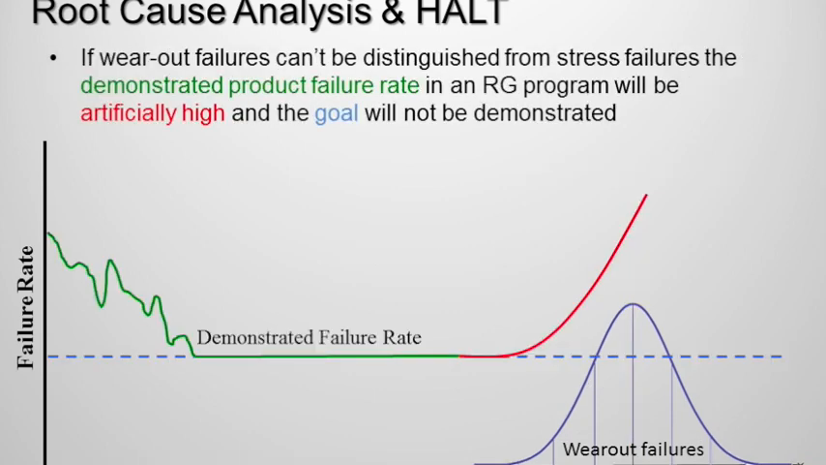But what happens if you can't distinguish clearly between the two? Well, if you can't, what's going to happen is you will be able to calculate, based on your stress-related failures, the bottom of the bathtub curve, your demonstrated failure rate. But as wear-out failure modes begin to occur and you cannot distinguish them as different than stress-related failures, all of a sudden that failure rate you're reporting is going to begin to increase.